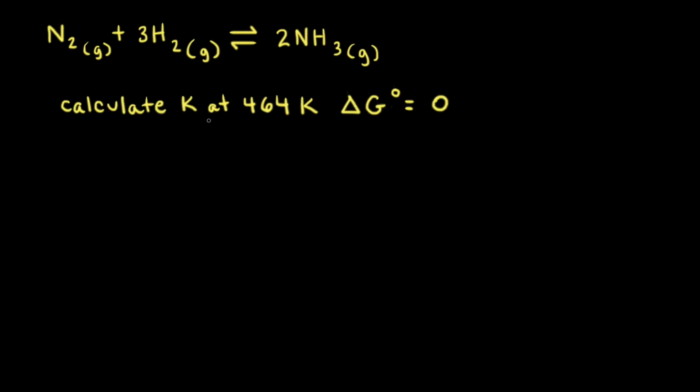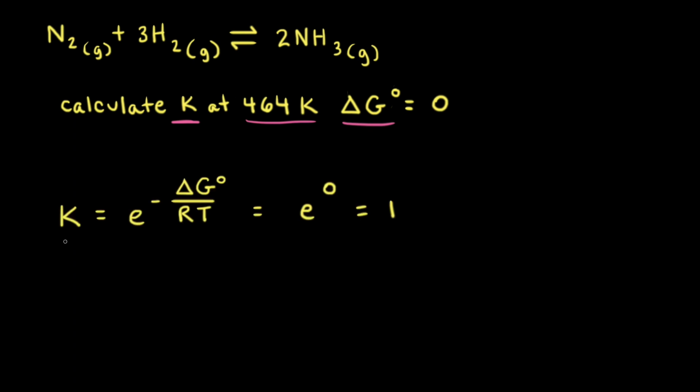And for our last example, let's calculate the equilibrium constant K for this same reaction, this time at 464 Kelvin. At that temperature, ΔG° for this reaction is equal to 0. Calculating K is a lot easier for this example because if we plug in 0 for ΔG°, K is equal to e to the 0 power, which is equal to 1.